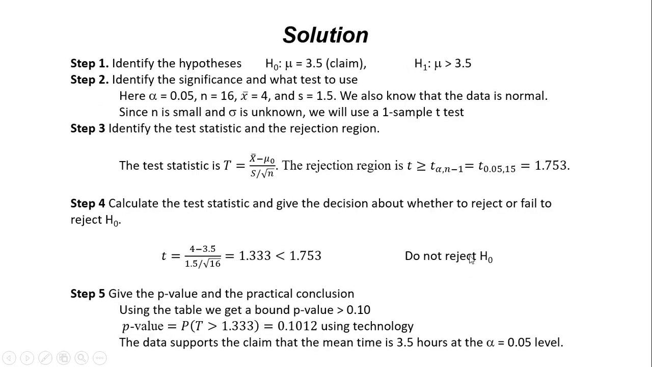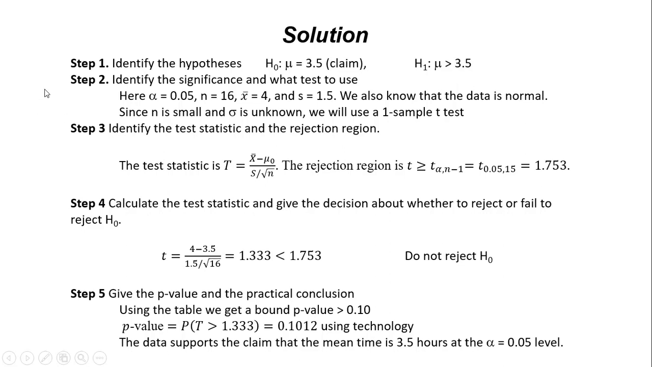All right, so step one would be to identify the hypotheses. So our null hypothesis is that the population mean mu is equal to 3.5 hours, and we'll identify that as the claim. The alternative is that mu exceeds 3.5 hours.